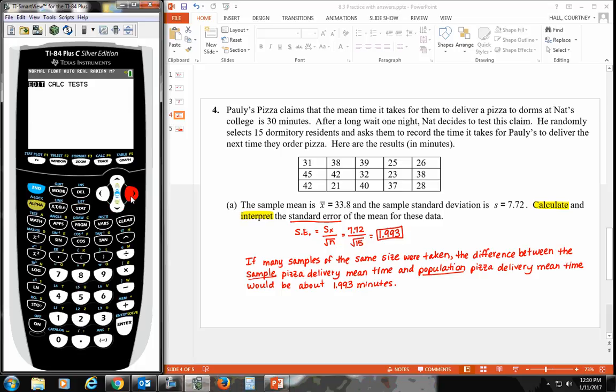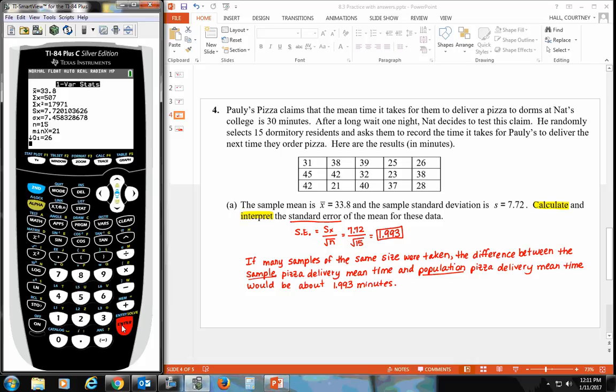And then I went stat over to calc, one variable stats, and I want to calculate it. It's going to show me that X bar really is 33.8. Notice that we're using Sx for the standard deviation, not sigma X. So we're using Sx is 7.72. That is a sample standard deviation. We do not have the population standard deviation because this is only a sample of 15 deliveries. So it's not all of them, so you cannot use the population standard deviation. You've got to use the sample one, okay?